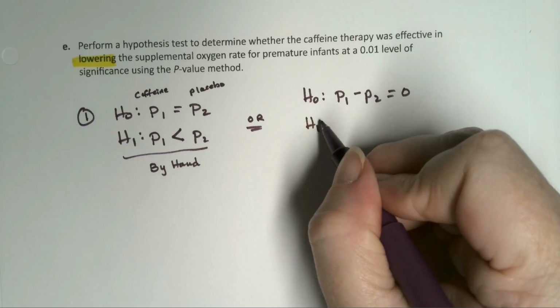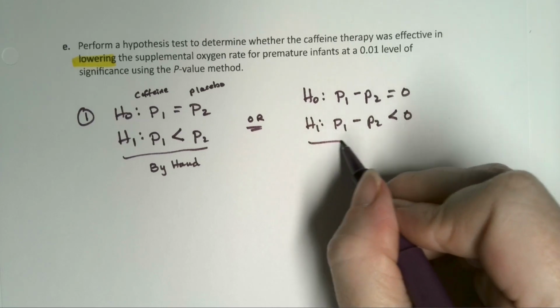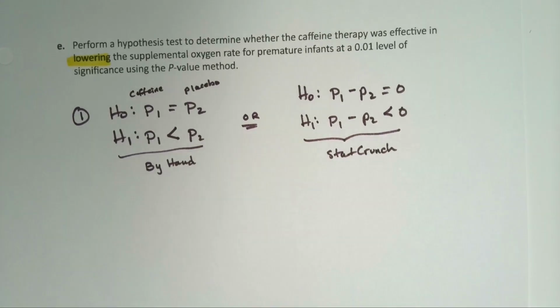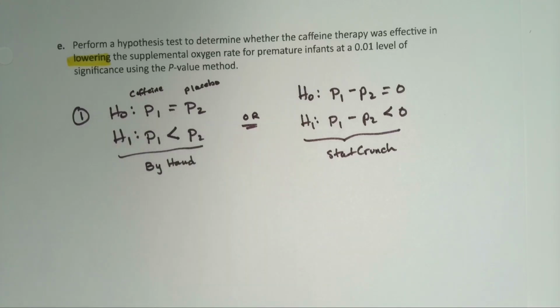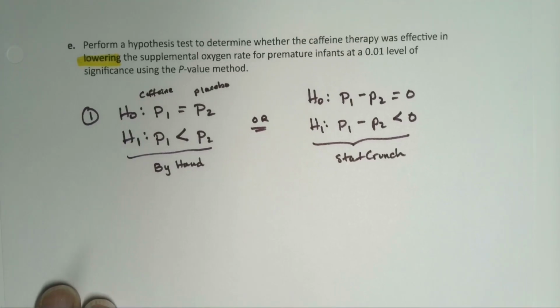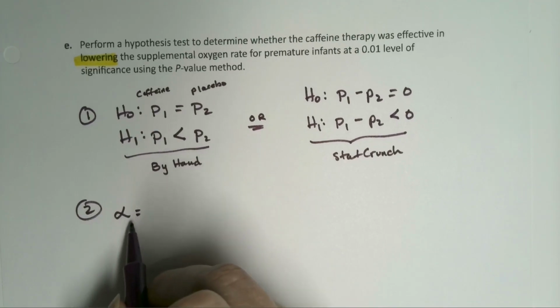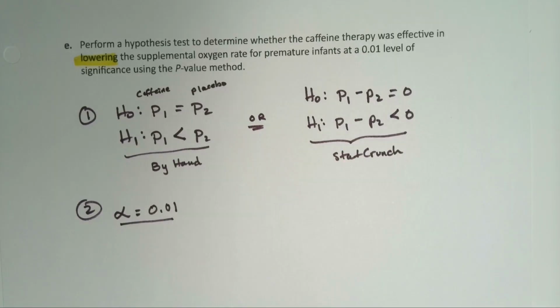And then H1 would be P1 minus P2 is less than 0. So this is how StatCrunch and other computer programs write them very often. So either one of these is fine. We tend to do this one on the left more often, but it's fine either way. All right, so step 2, what's our alpha? Well, our alpha was given. It's 0.01. That's our level of significance.